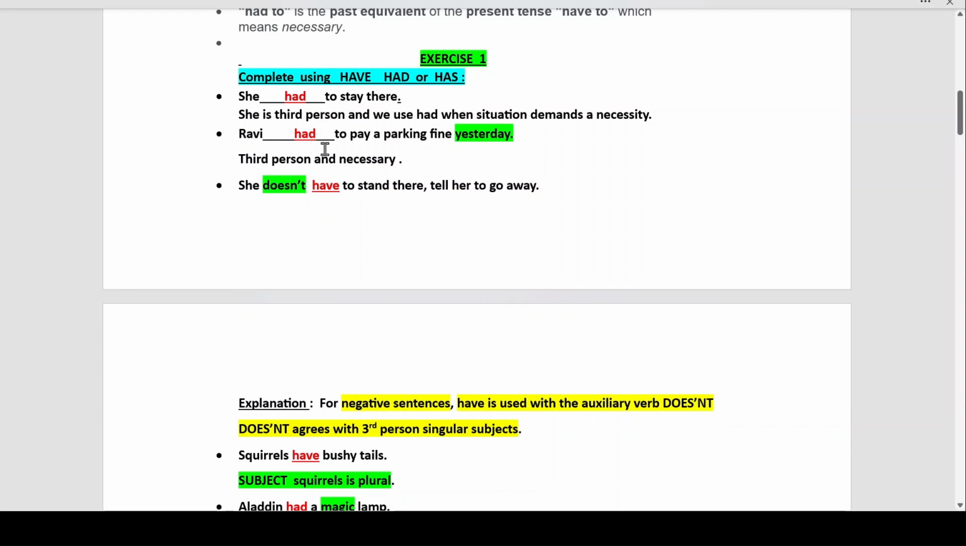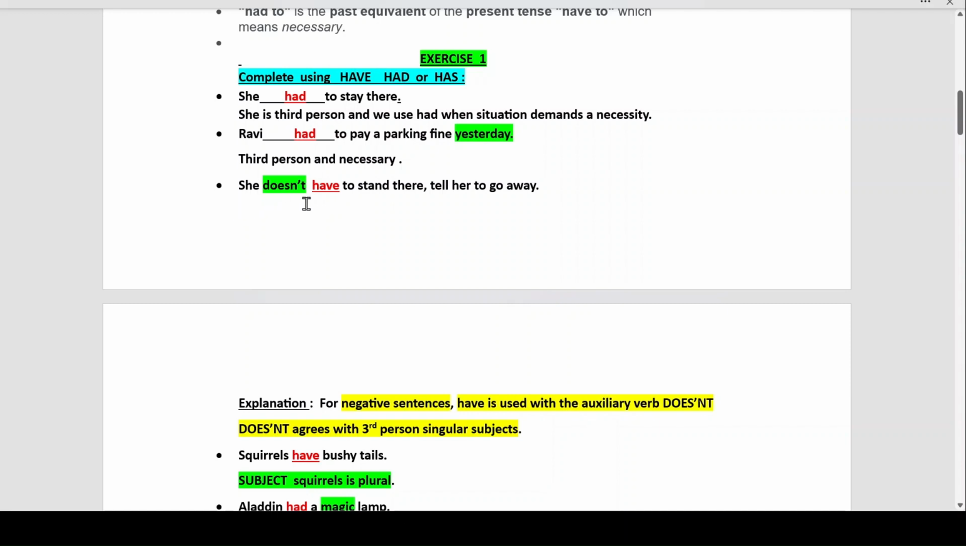Next, Ravi had to pay a parking fine yesterday. How are we mentioning had over here? Because Ravi is our subject. He is in third person singular. Also, yesterday is denoting to us that it is in the past. So we use had.